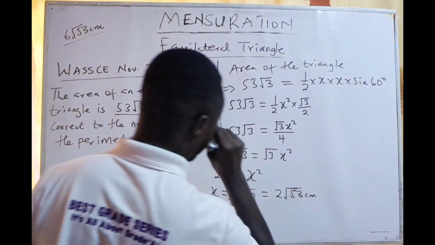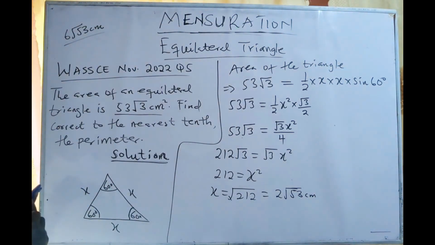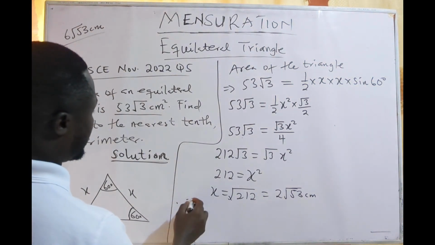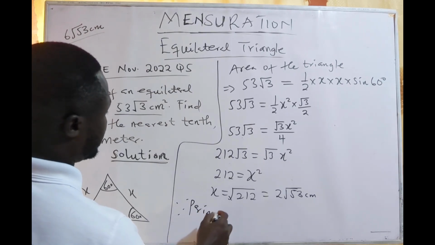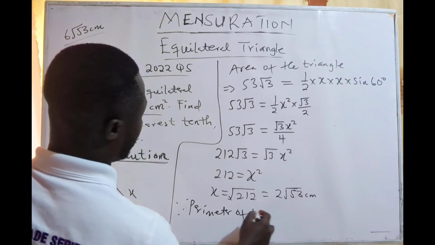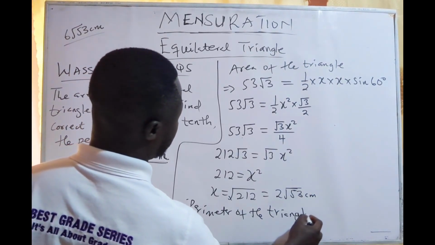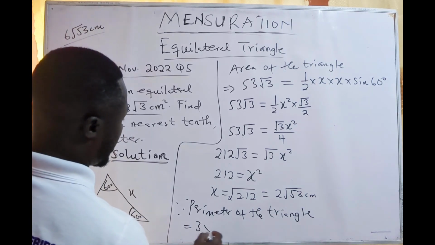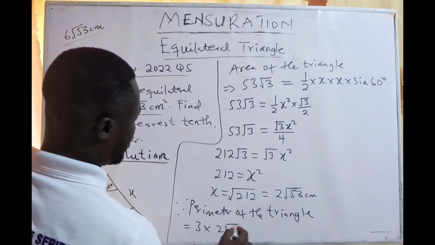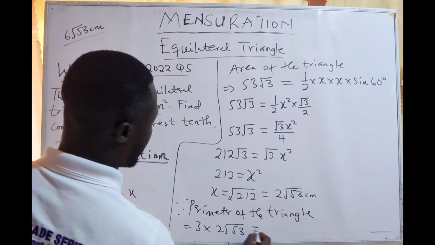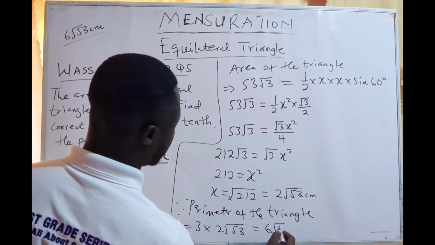centimeters. Therefore we can find the perimeter. So we have gotten a side, therefore the perimeter of the triangle will be equal to 3 times 2 root 53, and that will give us 6 root 53.